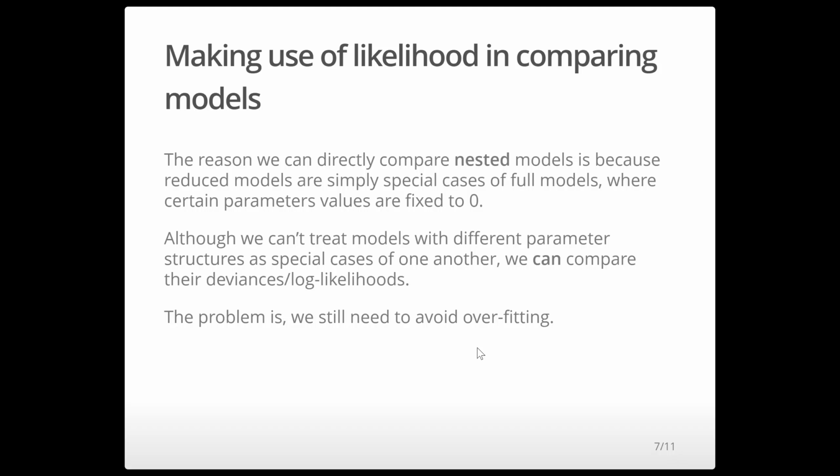When models have different parameter structures, we can't treat them as special cases of one another, but we can compare their likelihoods or their deviances. The problem is we still need to avoid overfitting, and that's because the more parameters you include, the more you're going to improve the likelihood, the closer you're going to get to the saturated model. But the more likely you are also to just have a parameter that is capturing some random noise in the sample and not something that's actually a real feature of the population, just something that was part of the sampling noise in your sampling procedure.